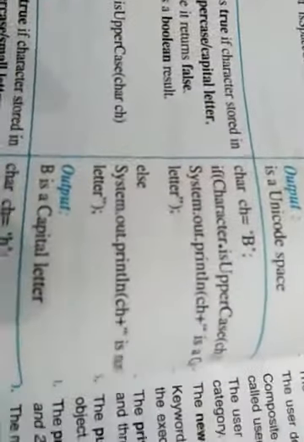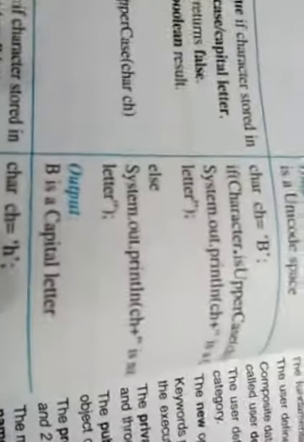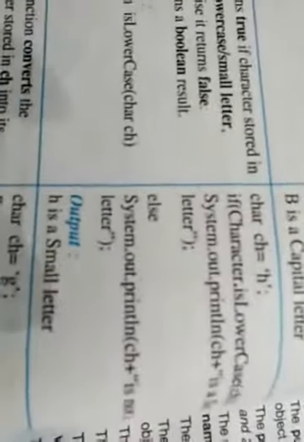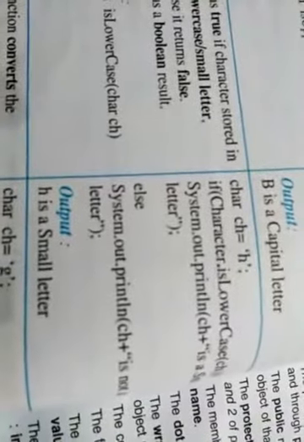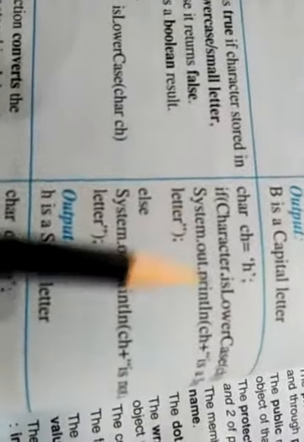The next function is isUpperCase, and the value of ch is capital B. So the answer will be B is a capital letter, because this function also returns true. Next is a small h, and we are using the isLowerCase function here. So the answer will be h is a small letter, because the system will return the value true.